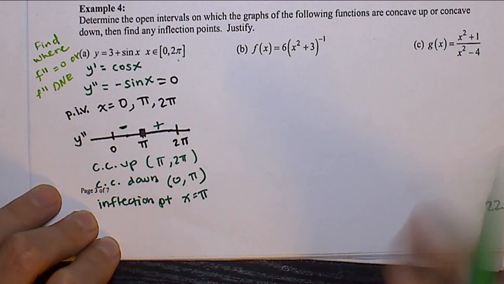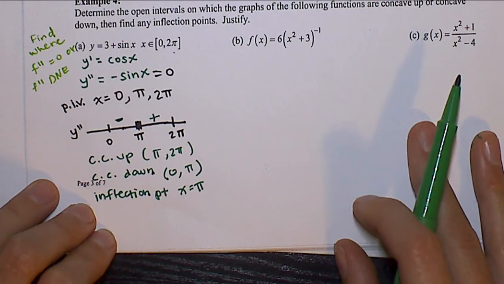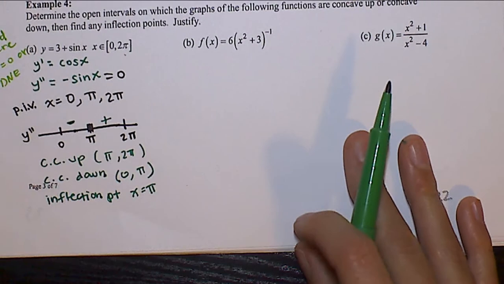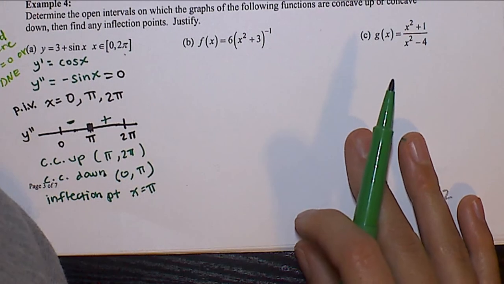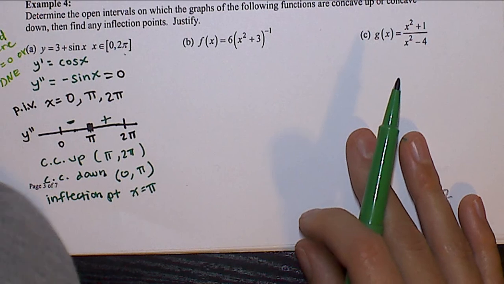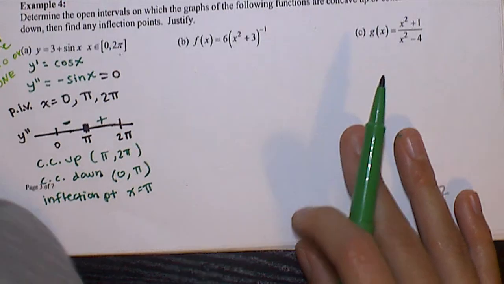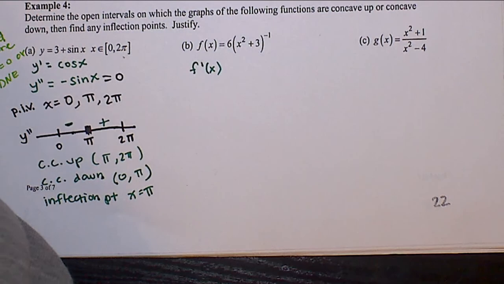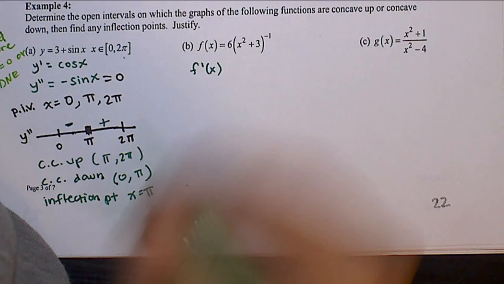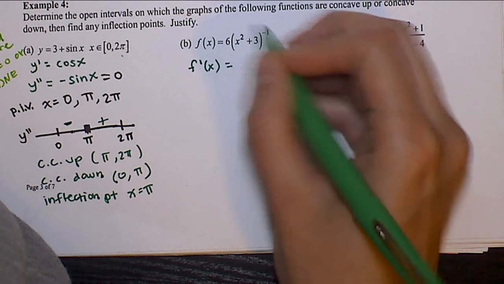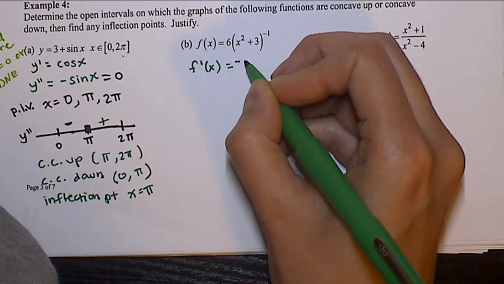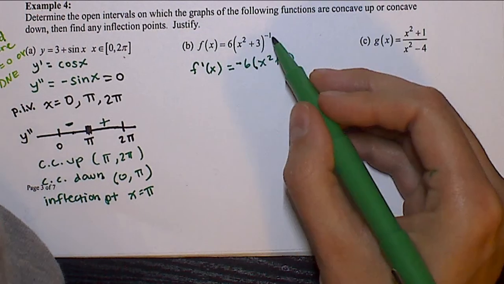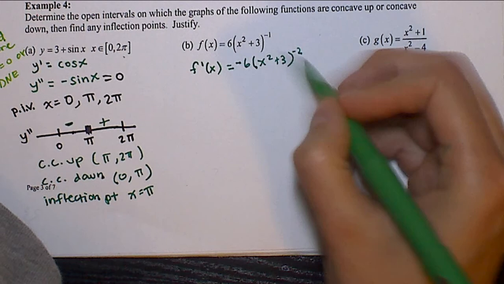Not too bad, huh? I don't think so. Okay, let's look at this example. This thing is continuous everywhere. So let's look at the second derivative. f prime of x will equal, we can just do the power rule here. So bring down that -1, we get -6 times x squared plus 3, subtract 1, that becomes -2. Chain rule times 2x.